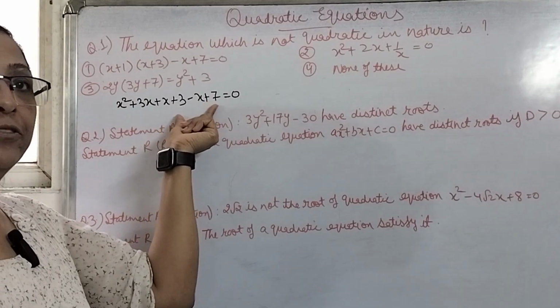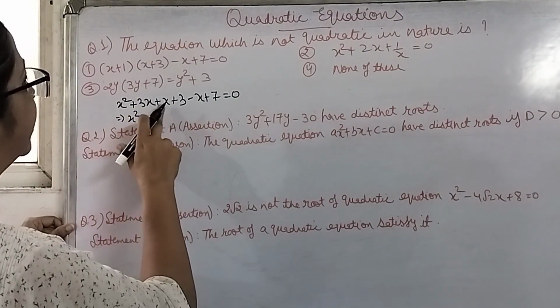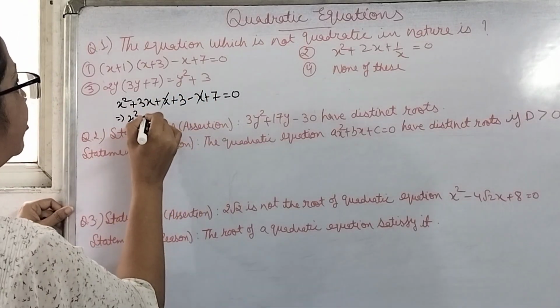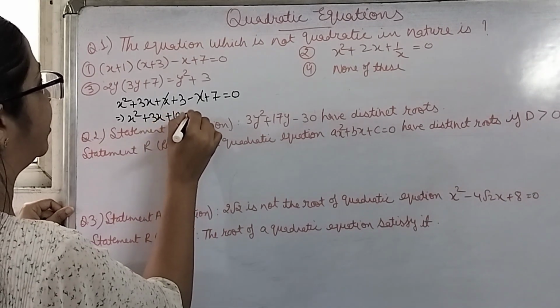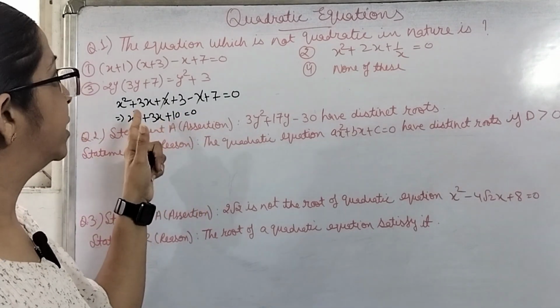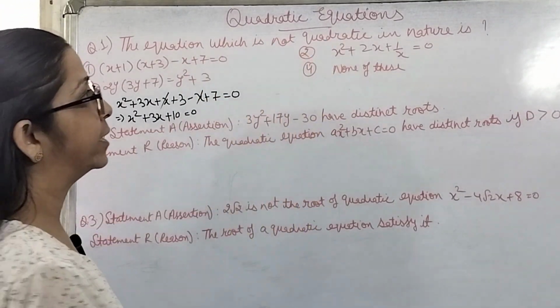Now if we solve it further, it will become x square plus 3x plus x, and minus x, both can be cancelled. So it will be plus 3x. Plus 3 plus 7 will be plus 10 equivalent to 0. So we can see over here that the degree of the equation is 2. That's the reason it is a quadratic equation. Now let's see for the second equation.